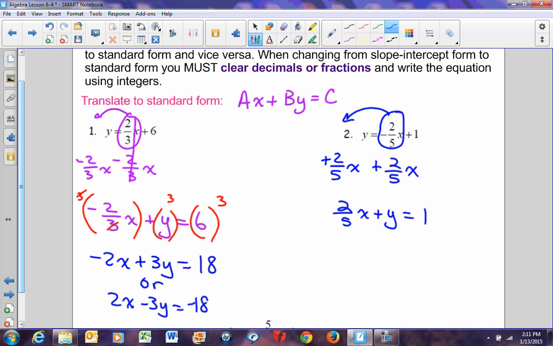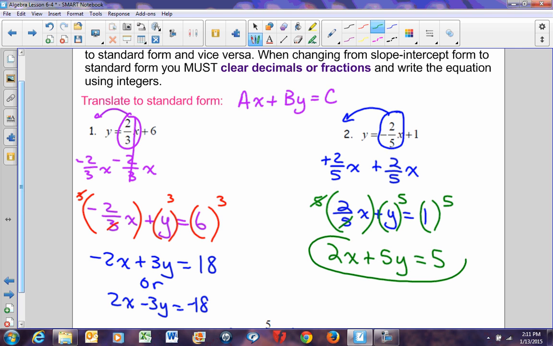Again, I have a fraction. I can't have a fraction, so I need to multiply by the common denominator. Since there is only one fraction, the common denominator is that fraction's denominator, which would be 5. I'll multiply everything by 5. These two 5's cancel out, giving me 2x, plus 5 times y is 5y, equals 5 times 1 is 5. And there I have my equation in standard form.